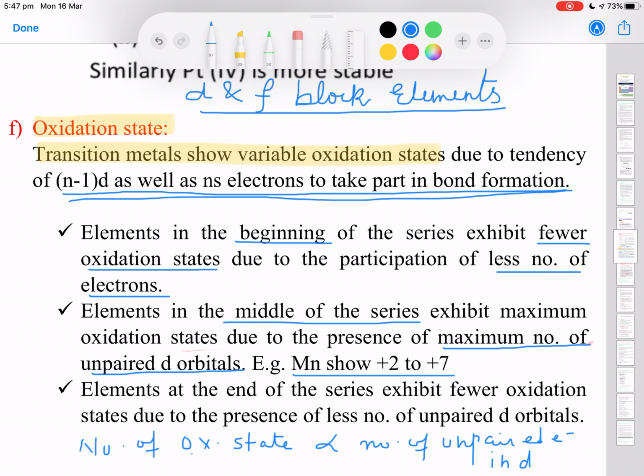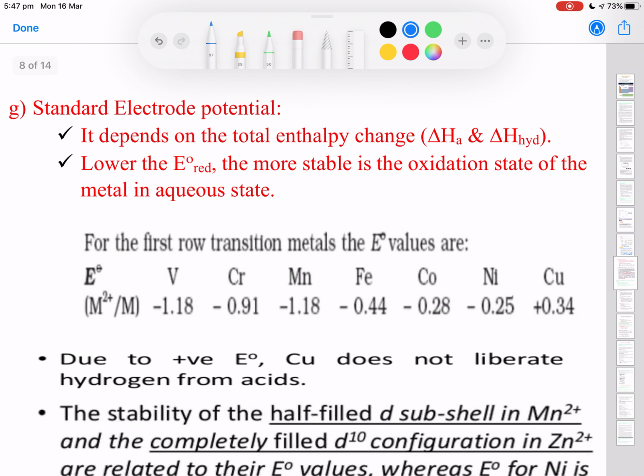Okay, now what about the elements placed at the end of the series? So the elements which are at the end of the series again exhibit very few oxidation states. Why do they exhibit few oxidation states? Again, because the electrons start pairing now. So the number of unpaired electrons in the d orbital would decrease, because now what has started? Pairing of electrons. So that's about your oxidation state. Now the next topic we are going to discuss here is standard electrode potential.